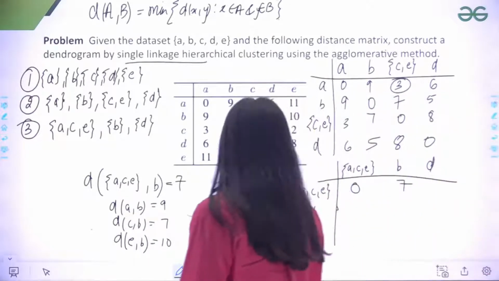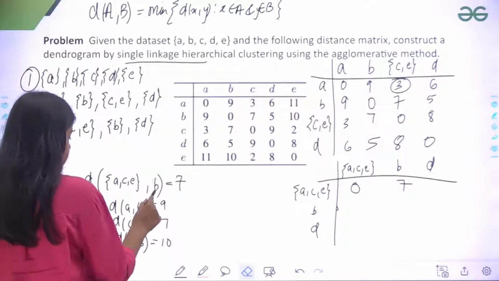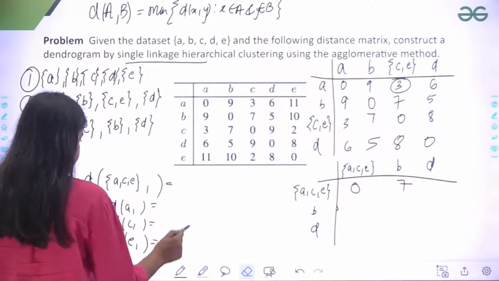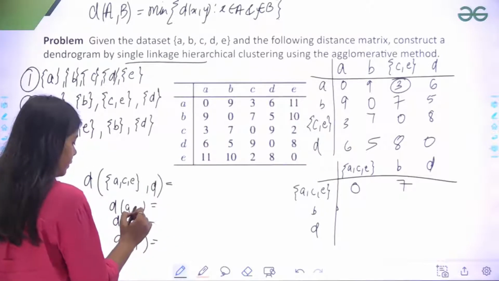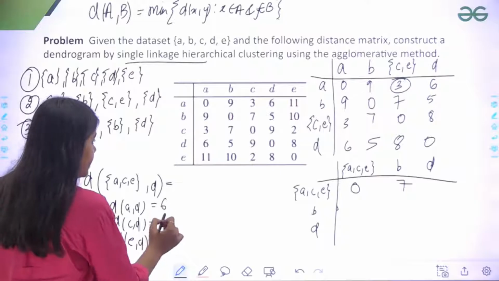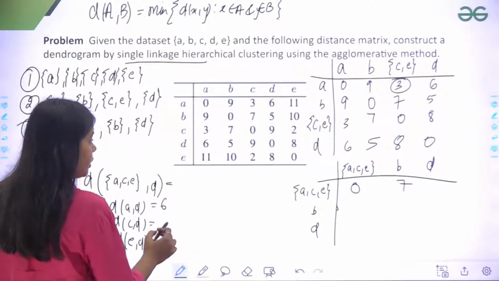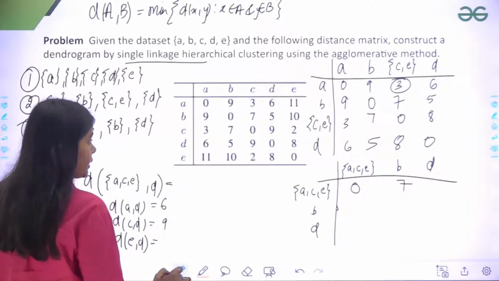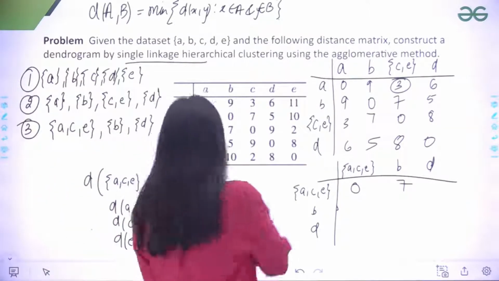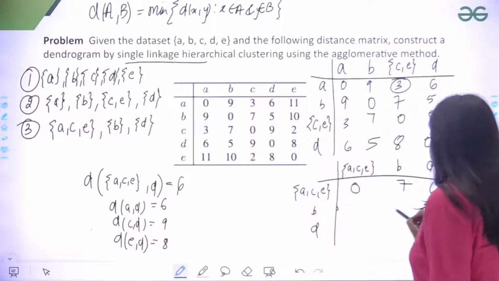Now I have to do the same thing for D. So let's do that. D. A comma D, C comma D, E comma D. Distance of A comma D is 6. Distance of C comma D is 9. And distance of E comma D is 8. Whichever is minimum, that is here 6. So this distance is 6. So I'll write down here 6.